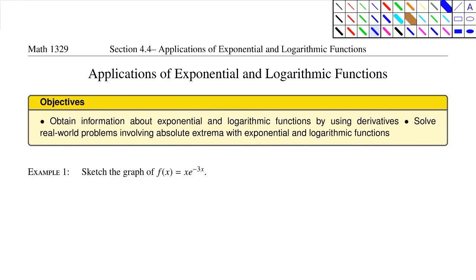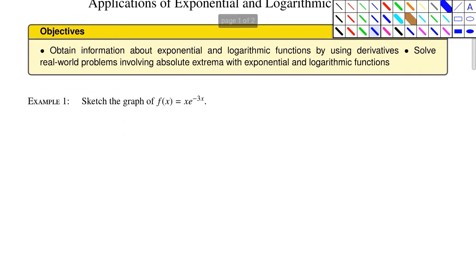Welcome to section 4.4, where we'll look at applications of exponential and logarithmic functions. A couple of things we want to do is look at the graphs of some more complex functions other than just straight exponentials and logs. We'll use calculus to help us find the extrema of these functions and use them in real-world situations. Our first problem deals with the function f of x is equal to x times e to the negative 3x.